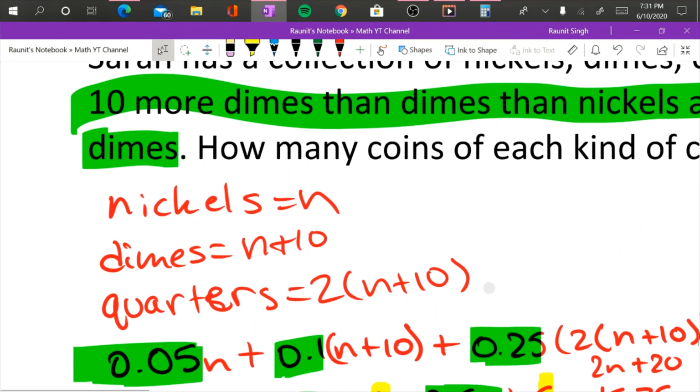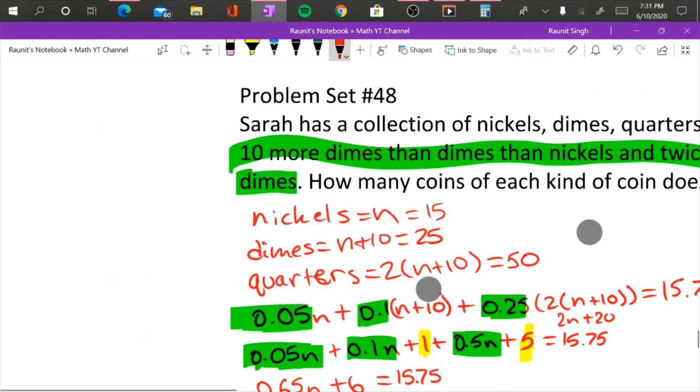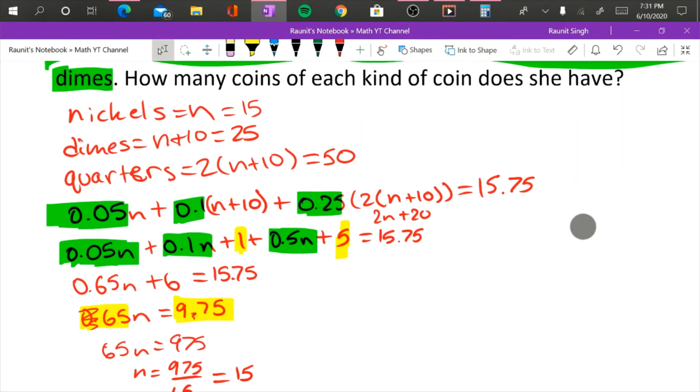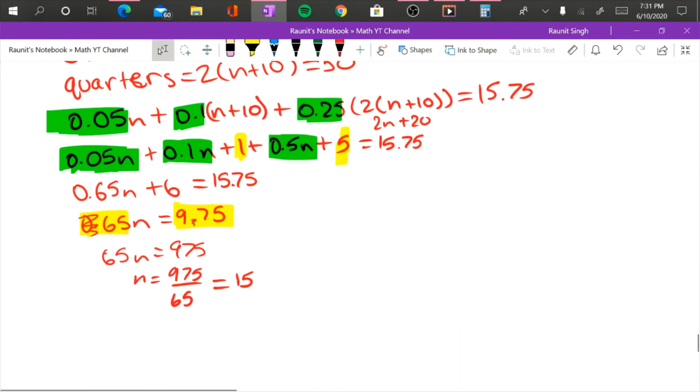Since nickels is 15, dimes is going to be 15 plus 10, which is 25, and then quarters is going to be 25 times 2, which is 50. And we can check that we're right by substituting it into the equation that we have.